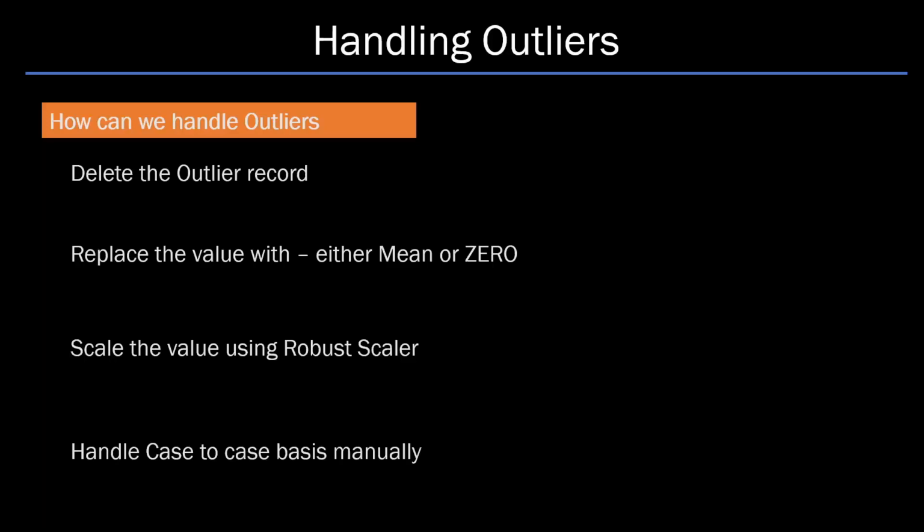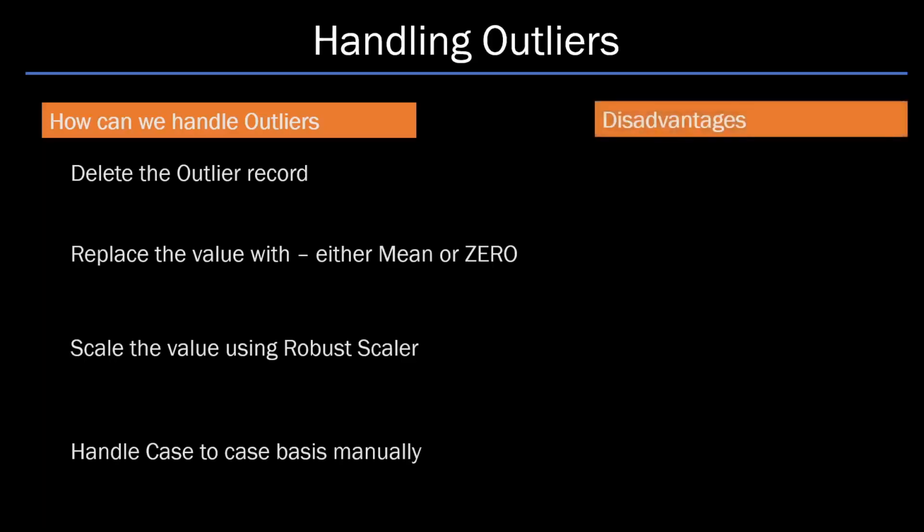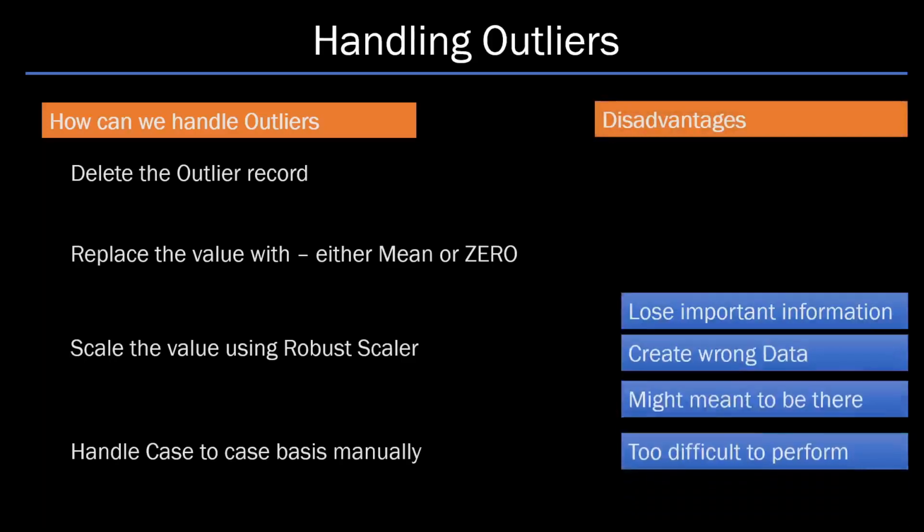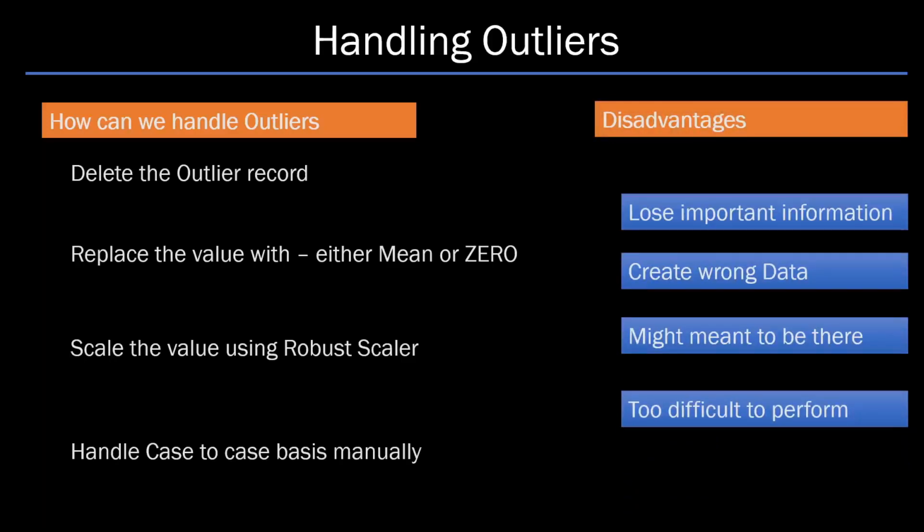Now, why should we have 4 ways? Each of them has some advantages and disadvantages. Let us find out some of the disadvantages of each method of handling the outlier. Deleting the outlier will definitely make us lose some important information. Replacing with 0 or mean will create wrong data because that is not what it was meant to be.